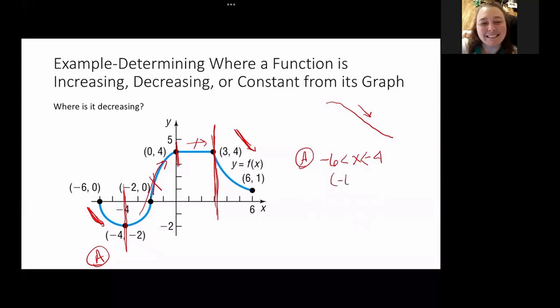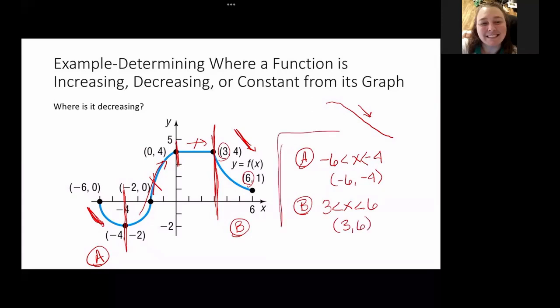Or I can write it as this. Okay. So let's look at part B over here. How can I write this? I've got a 3 and I've got a 6. So I can say (3, 6), just like that, or I can say 3 to 6.